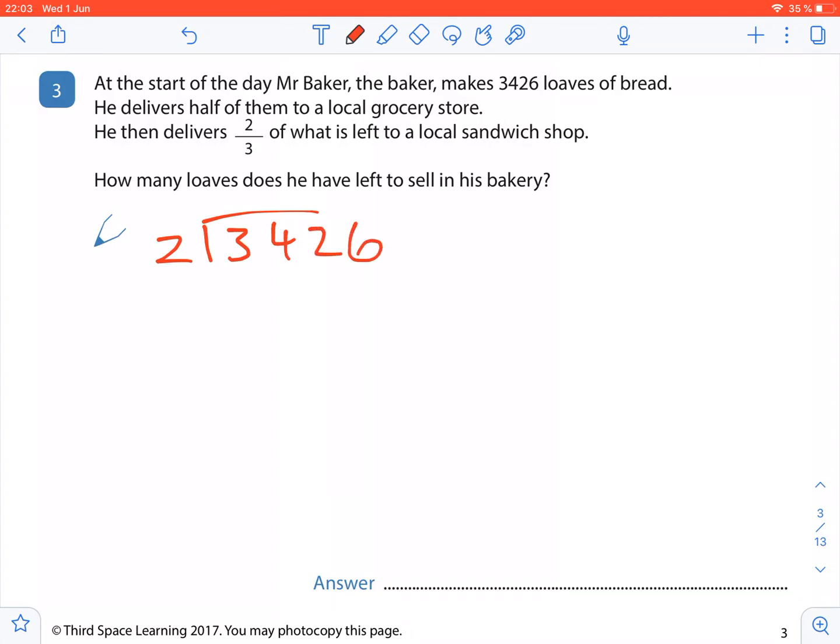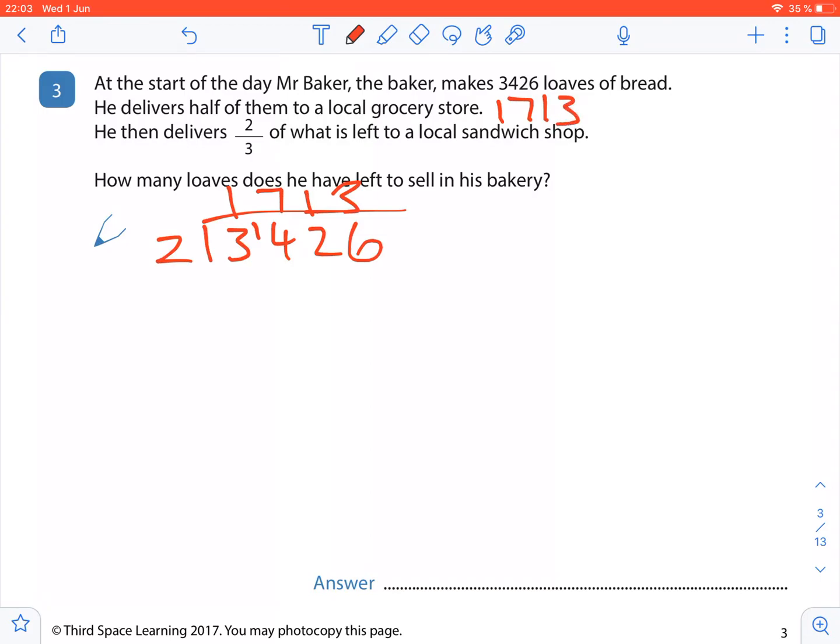You can use the bus stop method or mental methods. It doesn't matter. How many 2's into 3? 1, carry 1. How many 2's into 14? 7. How many 2's into 2? 1. How many 2's into 6? 3. So we know that he delivers 1,713 to the local grocery store.